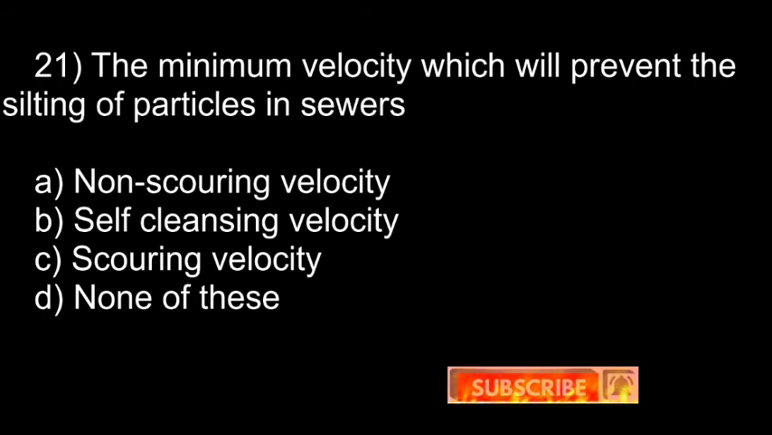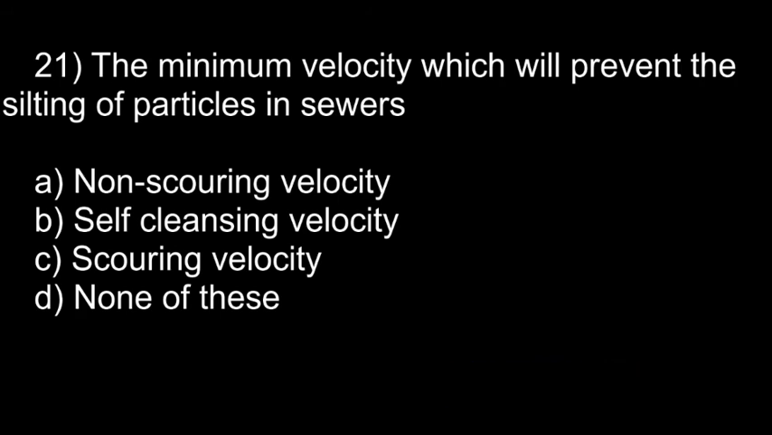The minimum velocity which will prevent the silting of particles in sewers is option A, non-scouring velocity, option B, self-cleansing velocity, option C, scouring velocity, and option D, none of these. The minimum velocity which will prevent the silting of particles in sewers is known as self-cleansing velocity. The self-cleansing velocity recommended for Indian conditions in order to prevent settling down of sewage at the bottom or the sides of a large sewer is 0.75 meter per second.